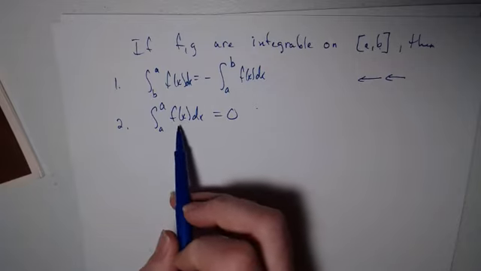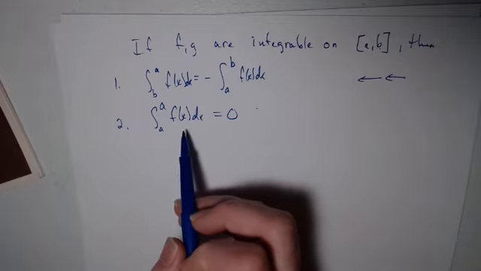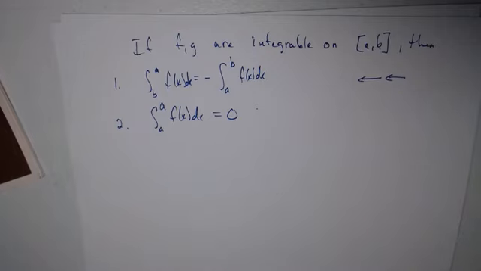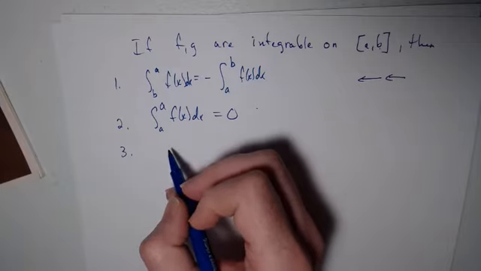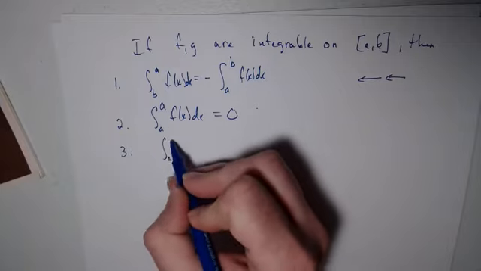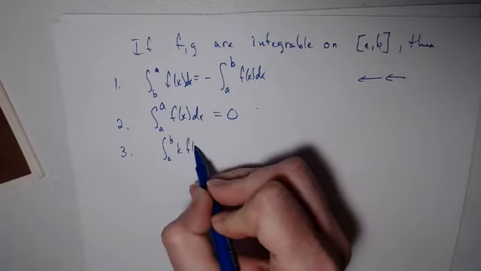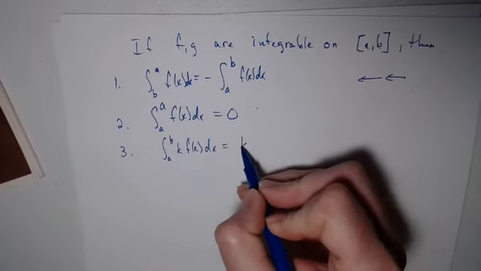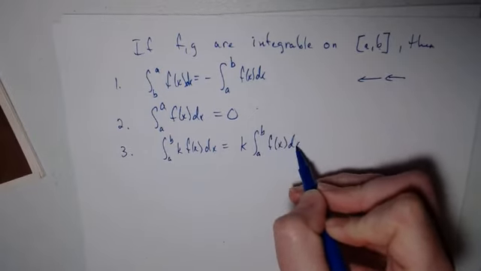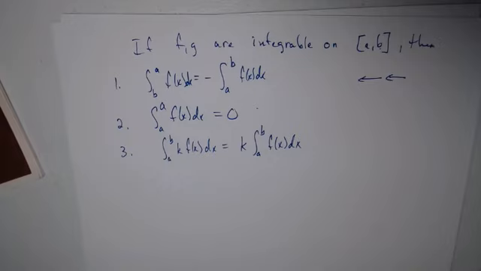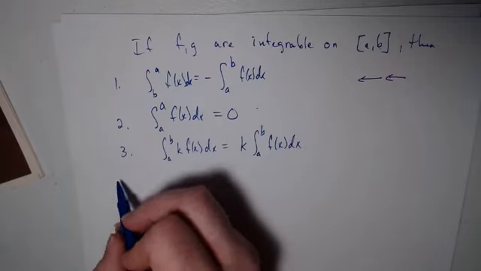F, if it's integrable, has to have finite height, so it's like a rectangle with a height and no width, and so that's 0. 3 and 4 come just as properties of the limit and the sum, so the integral of a constant times my function is equal to the constant times the integral of my function. We've seen that when we did limits, we've seen it when we did derivatives, we saw it just earlier in chapter 5 when we did sums.